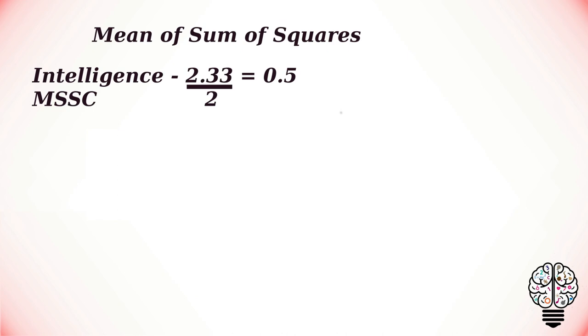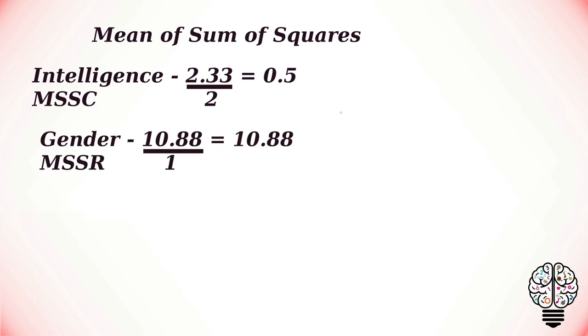Now we have to calculate the mean of sum of squares. To do that for intelligence, we have to divide the sum of the squares of column value by the degrees of freedom of intelligence value. And if we do that, we'll get our value as 0.5. And next, for the mean of sum of squares for gender, we have to divide the sum of squares of row value by the degrees of freedom of gender.